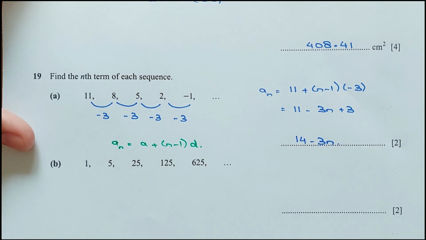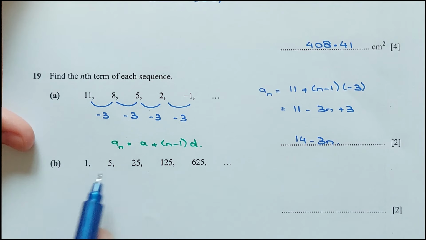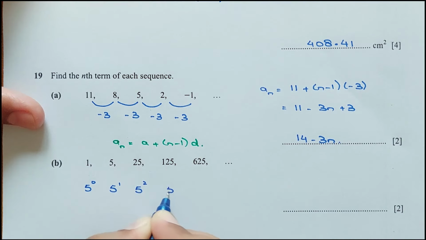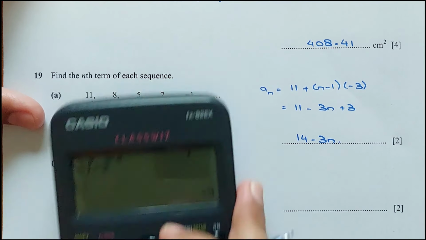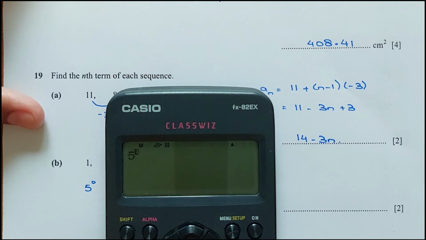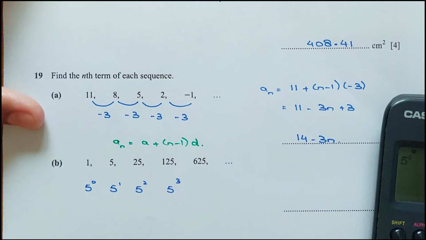Now moving to part B, let me find out. As you can see, 1, 5, 25, 125, 625, it's powers. So 5 power 0 is 1, 5 power 1 is 5, 5 squared is 25, 5 cubed is 125, 5 exponent 4 is 625. So these are the powers of 5.